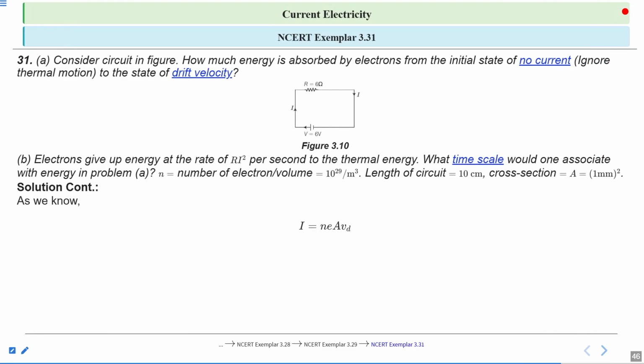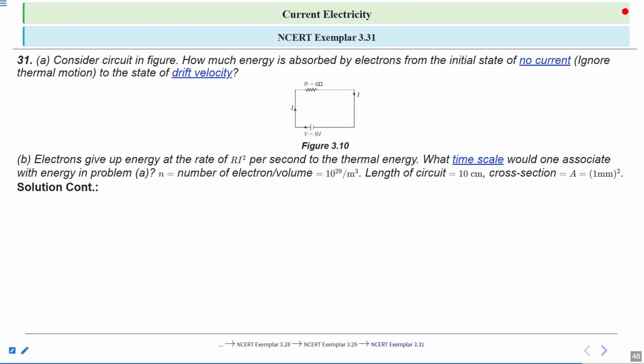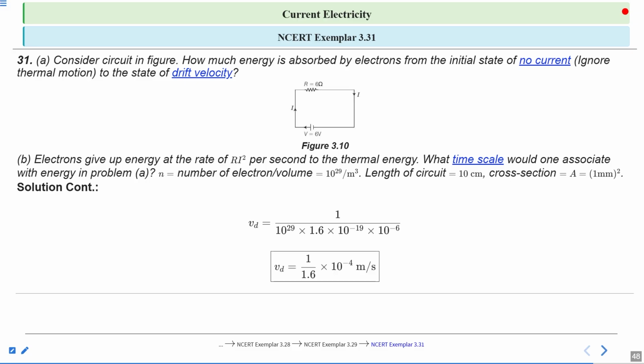Now current is related to drift velocity, I equal to nAeVd, or we can say Vd equal to I upon nAe. On substituting the values, n is given 10 raised to power 29 per meter cube, length of the circuit is 10 centimeter and cross sectional area is 1 millimeter square. Convert all the units into SI units and put in the equation. So Vd equal to 1 by 10 raised to power 29 into 1.6 into 10 raised to power minus 19 into 10 raised to power minus 6. So Vd will become equal to 1 by 1.6 into 10 raised to power minus 4 meter per second.